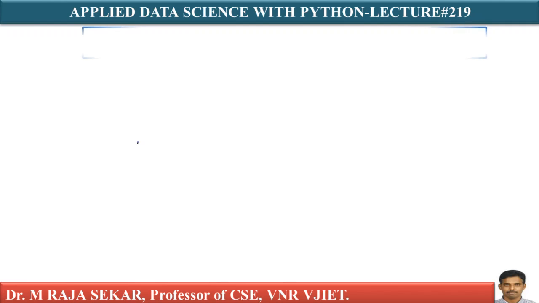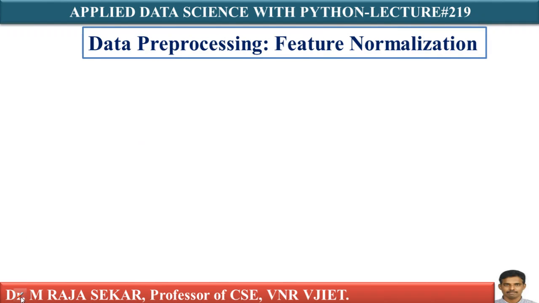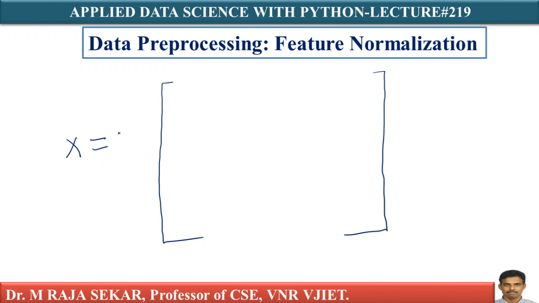In this lecture, we will try to understand data pre-processing, in which there is a topic known as feature normalization. We will try to understand this feature normalization. Imagine if I have a data matrix capital X like this. Let me assume this is my data matrix capital X equal to this one.